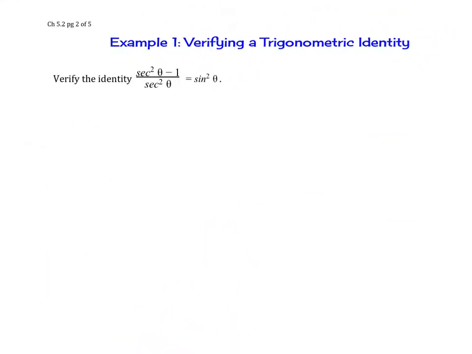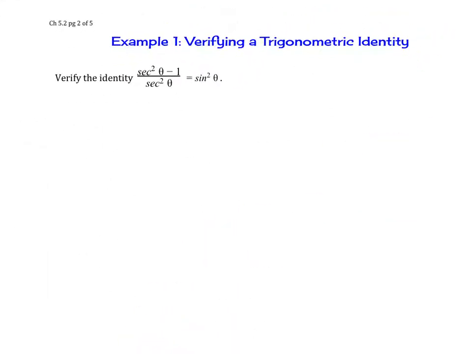So let's try this equation. Secant squared of theta minus 1 over secant squared of theta equals sine squared of theta. This is our answer on the right. That's where we want to get to. We want to verify that the one on the left does equal sine squared of theta. When I start this one, I can say that 1 plus tangent squared of theta equals secant squared of theta. That's what it reminds me of.